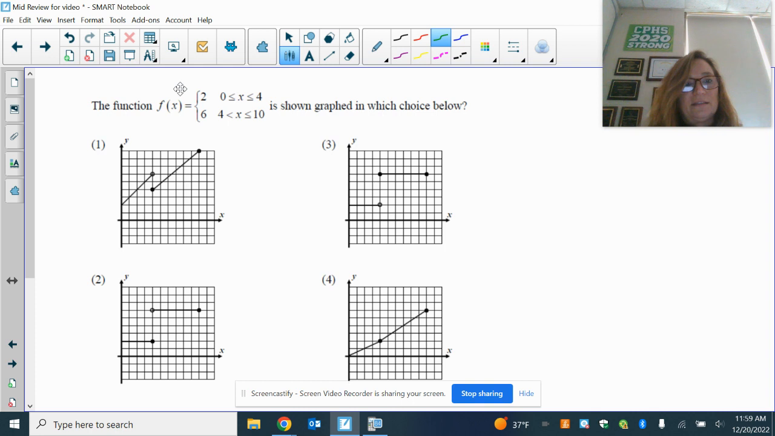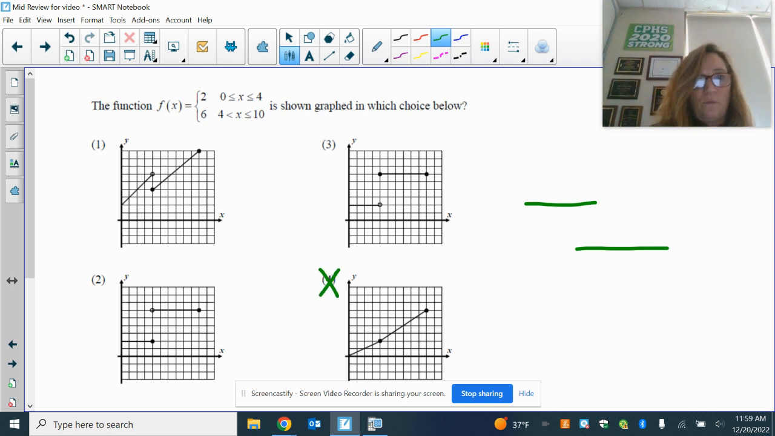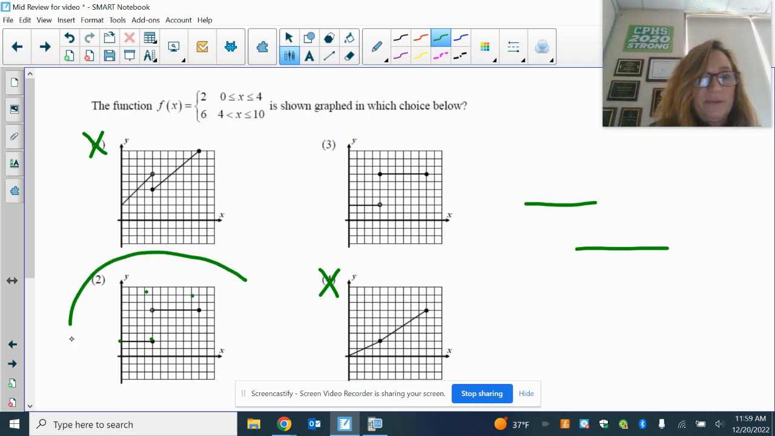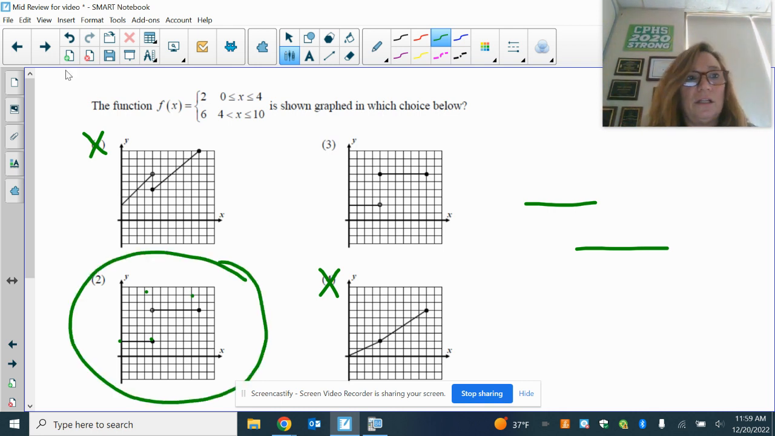The function f of x is, okay, so those are going to be lines that are horizontal because it's y equals a constant. So it's not 4 and it's not 1. And then it's going to be a closed circle and a closed circle. So closed, closed, open, closed. So it's got to be 2. Look at the circle. Sometimes that's all you need to look at. So remember, closed, closed, open, closed. Look at the inequality. The inequality represents the domain.